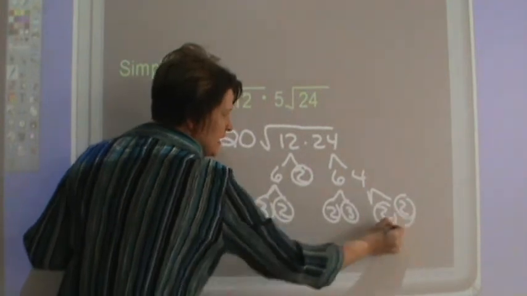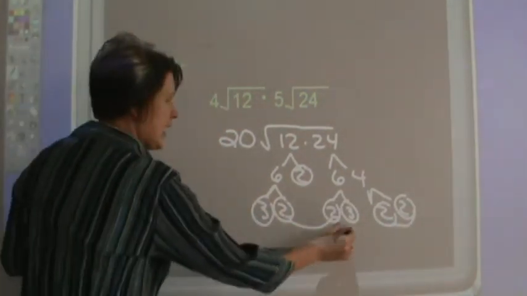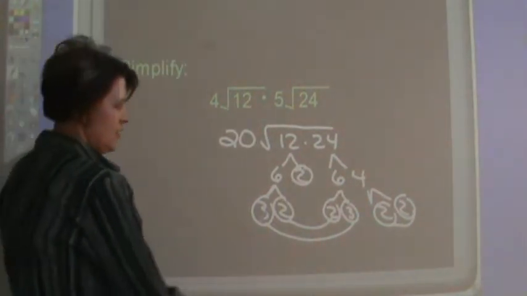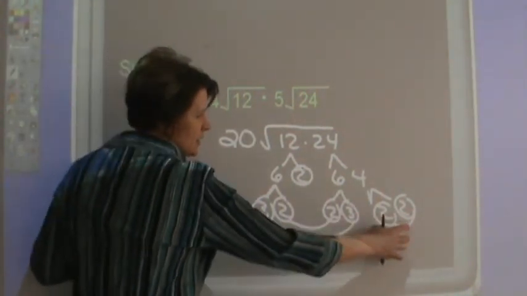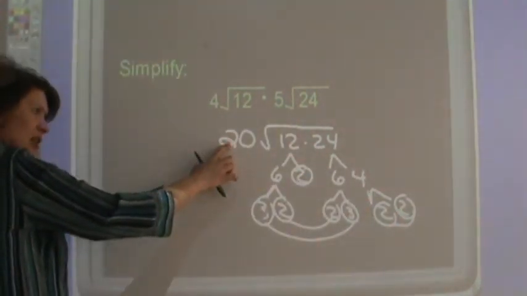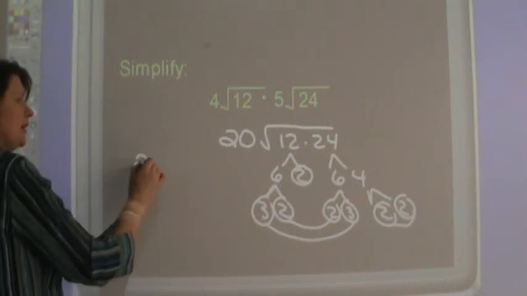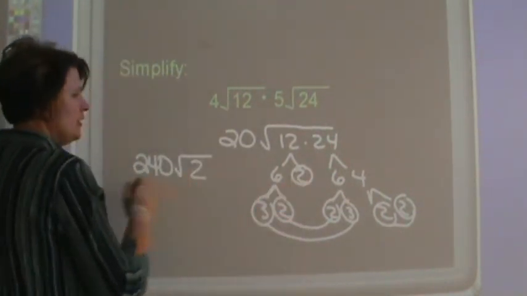Let's look for our pairs. I got a pair of 2s. I got a pair of 2s. And I got a pair of 3s. Okay? So 3 times 2 is 6. Times 2 is 12. Times the 20 that's already out there, excuse me, is 240. And then we still have a 2 left underneath.